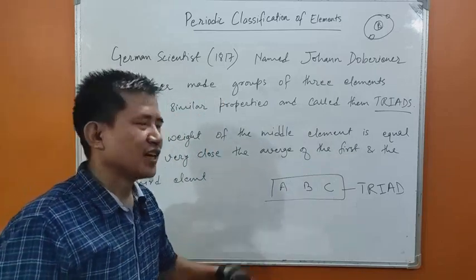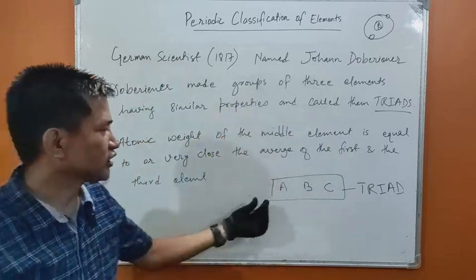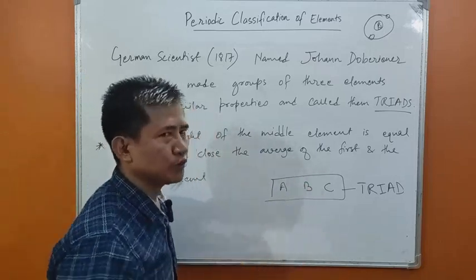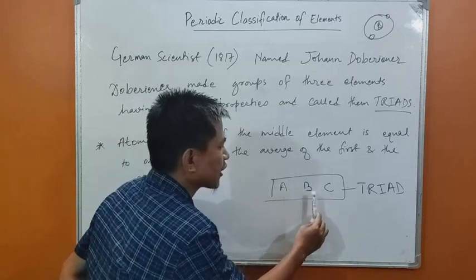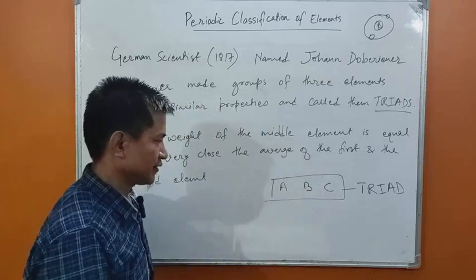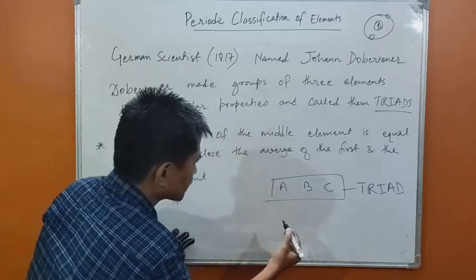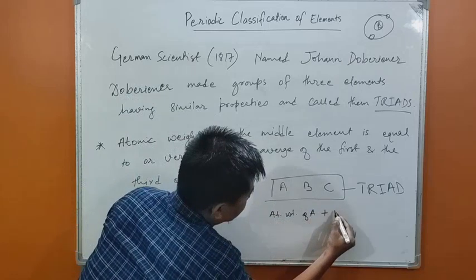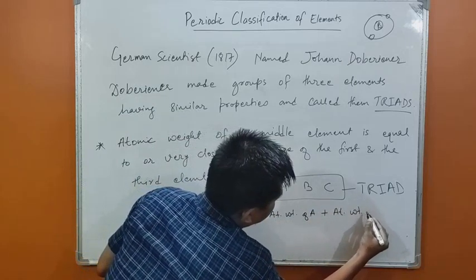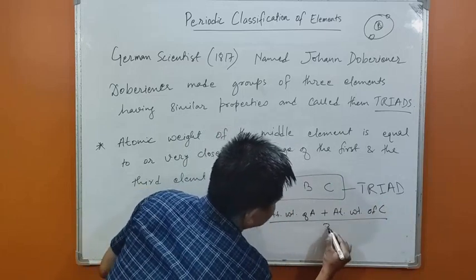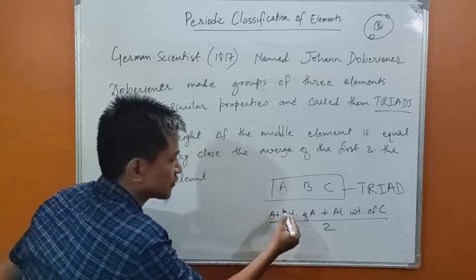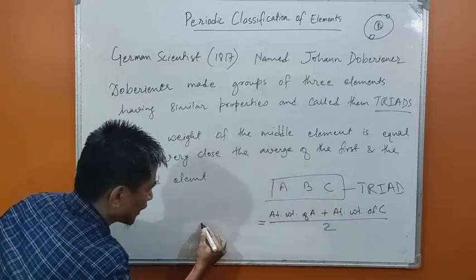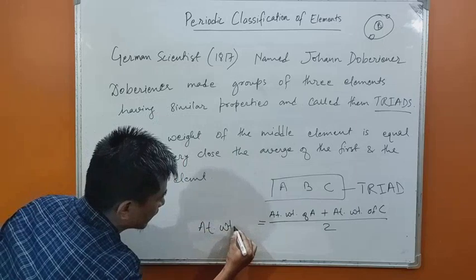Now let us understand the Dobereiner triad. According to Dobereiner, the atomic mass of the middle element is equal to or very close to the average of the atomic mass of the first and the third element. That means the average is atomic weight of A plus atomic weight of C divided by 2. This gives the average of the atomic weights of A and C, and this average is the atomic weight of the middle element, that is atomic weight of B.